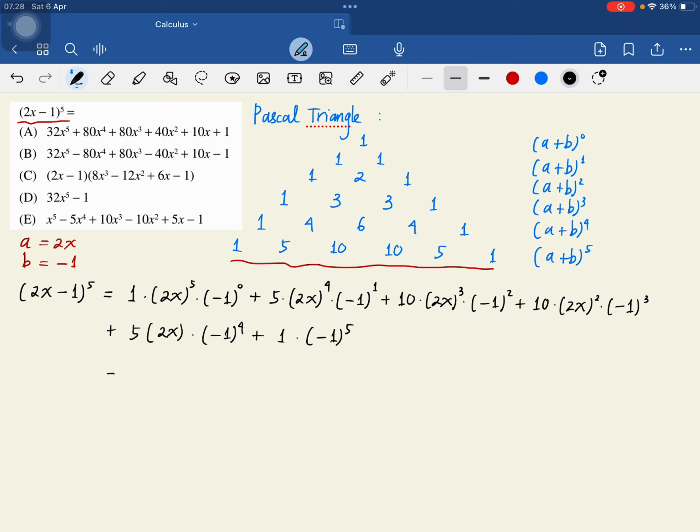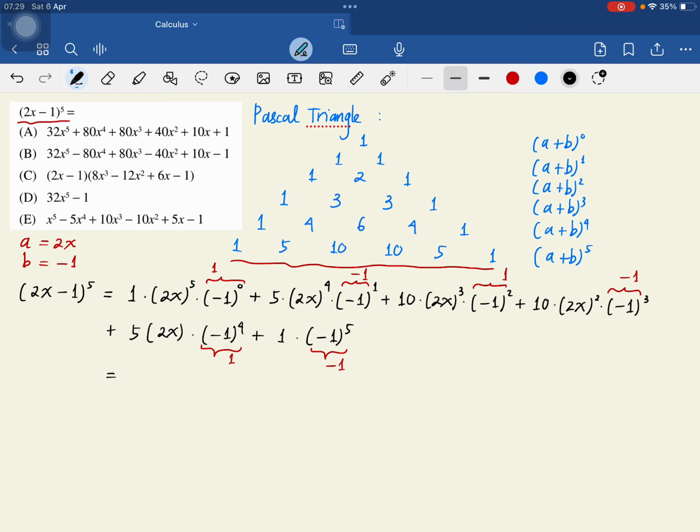So the result is we have 1. And you must remember the result of negative 1 to the power 0 is 1. And in here is negative 1. In here we have 1. Here also negative 1. Here we have 1. And for negative 1 to the power 5, we have also negative 1.